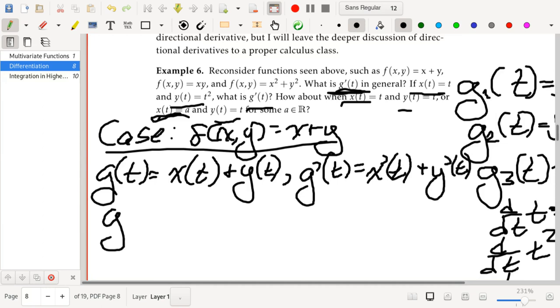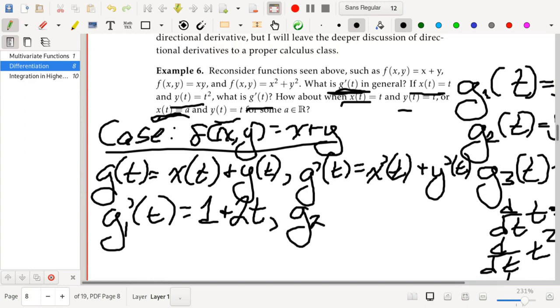Okay, so if we look at g1 of t and look at its derivative, so this was the path where x of t is t and y of t is t squared. So x prime of t is going to be the derivative of t, which is just 1. And y prime of t is going to be the derivative of t squared, which is 2t. So this will be our first pathwise derivative. Our second pathwise derivative is when we're moving in the direction t, t. And this is going to be 1 plus 1, which is 2.